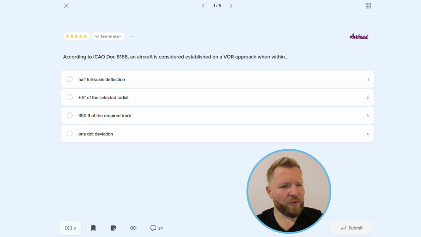According to ICAO Doc 8168, an aircraft is considered established on a VOR approach when within half full-scale deflection, plus minus 5 degrees of the selected radial, 350 feet of the required track, or 1 dot deviation.